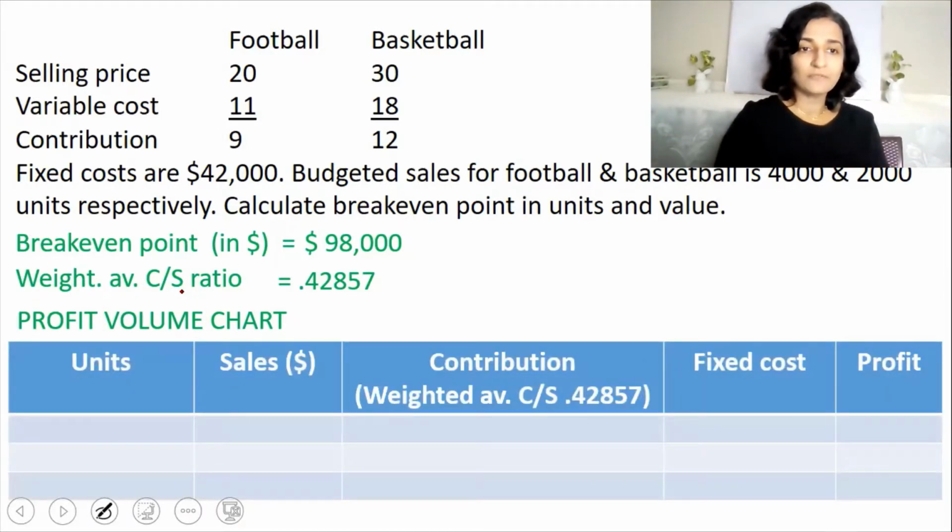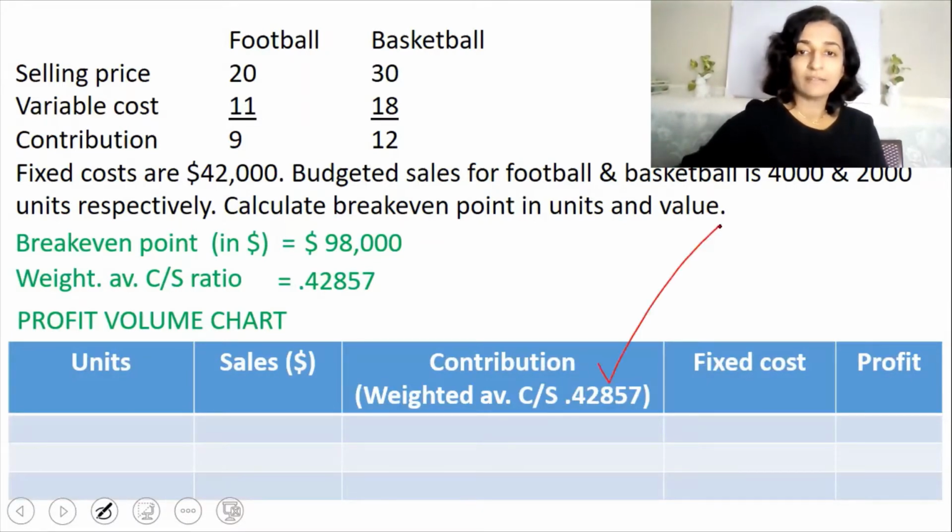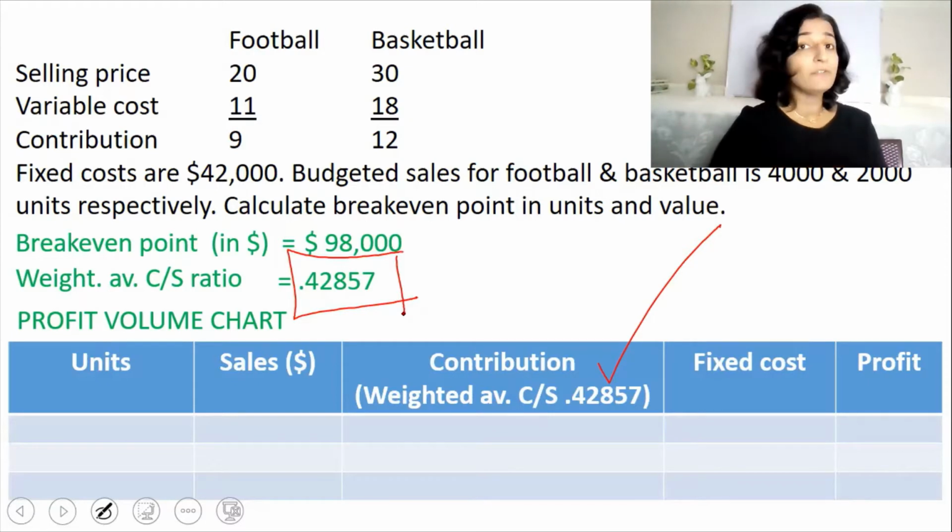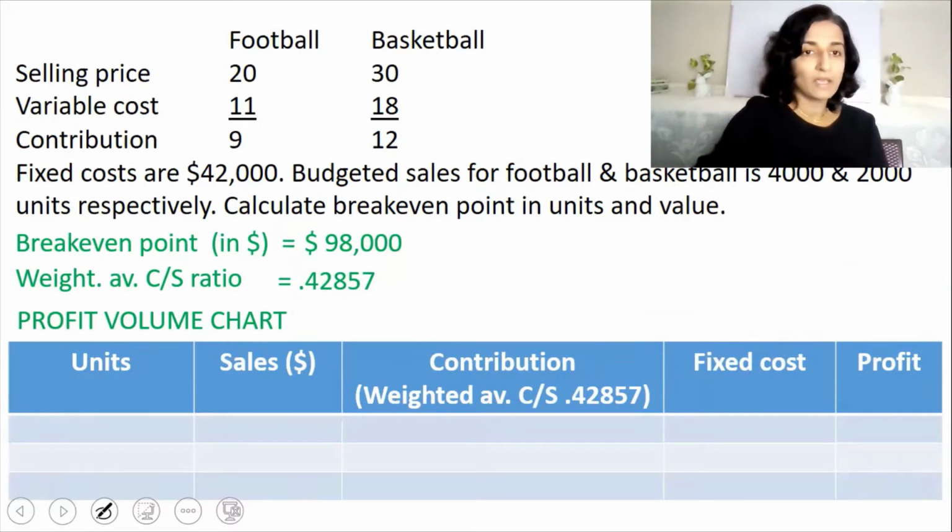So this is the table. We have the units in the first column, the sales in dollars in the second column, the contribution in the third column, and we already know that the weighted average C/S ratio is 0.42857. This is something that we've already found out in the previous class. Next column is the fixed cost, and finally, you will be arriving at the profits. In order to draw a profit line in the profit volume chart, we need 2 points. So we are trying to find out those 2 points.